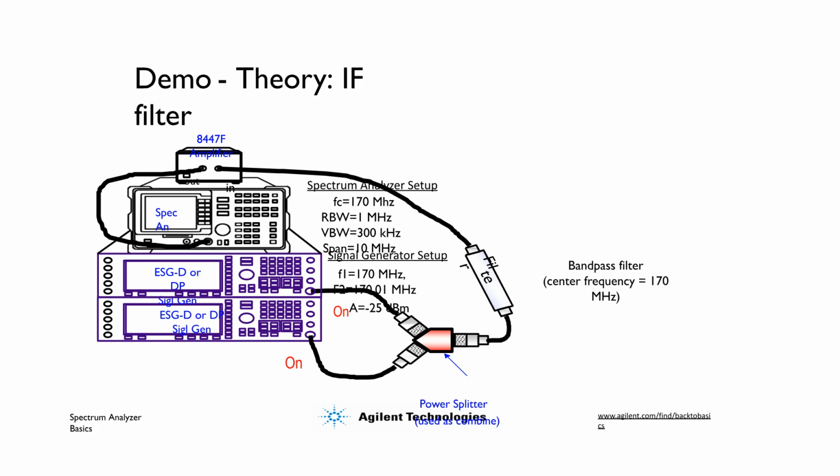This diagram illustrates a typical test setup for distortion measurements, involving a signal generator, an amplifier, a power splitter, and a bandpass filter, with settings shown for the spectrum analyzer and signal generator.